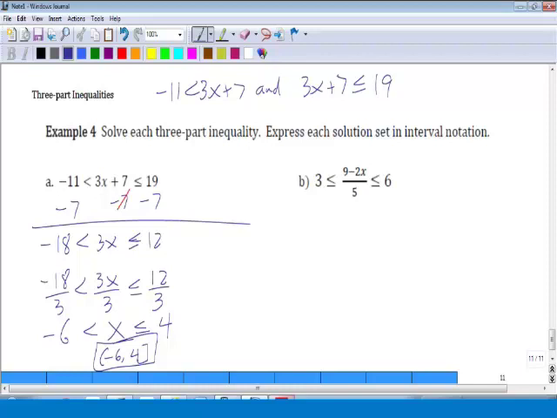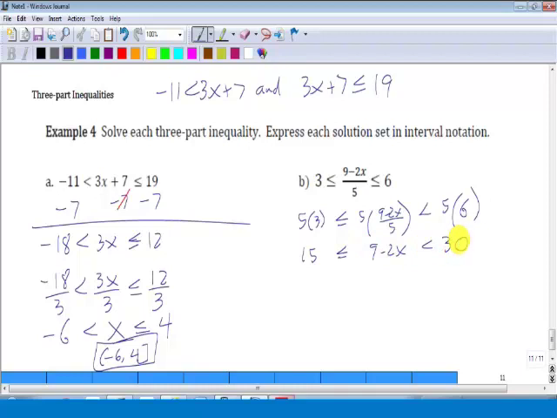B part. Goodness, what would we do to all 3 parts to make this just a little nicer? I think deal with the fraction. I think that's the way to go with this. So multiply by 5. Multiply by 5. And multiply by 5. All 3 parts get multiplied by 5. And we get 15 is less than or equal to 9 minus 2x. And that's less than 30.